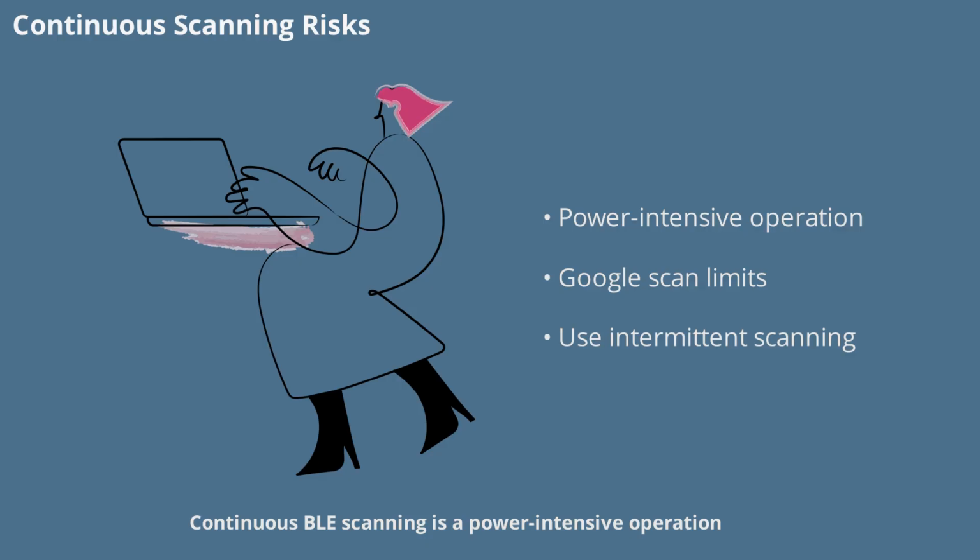Continuous BLE scanning is a power-intensive operation. While it's necessary for applications like beacon detection, it can quickly drain battery life. Google has implemented measures to limit continuous scanning, such as blocking scans without filters when the screen is off and downgrading scan mode after prolonged scanning. Always use intermittent scanning or limit scanning to foreground activity to conserve power.